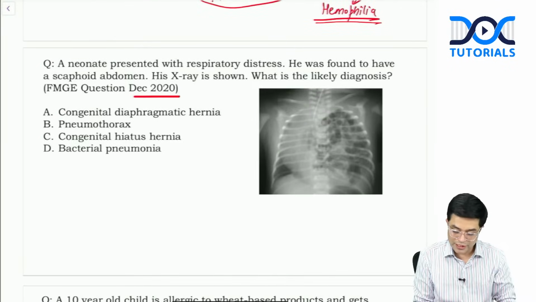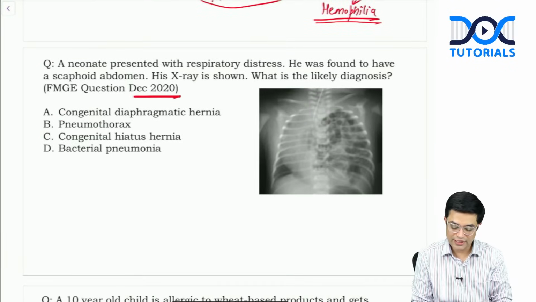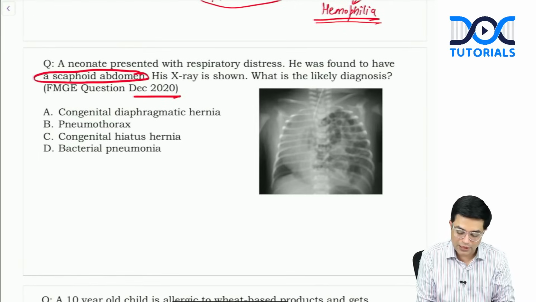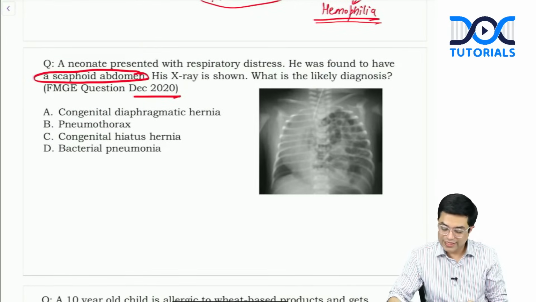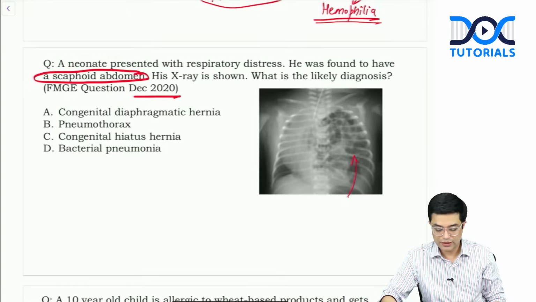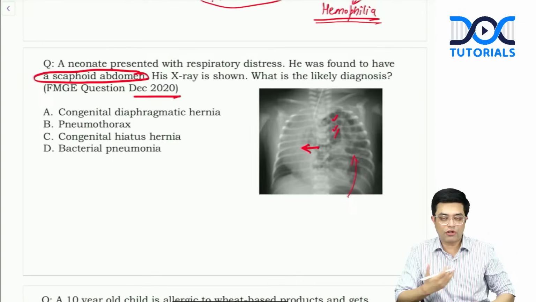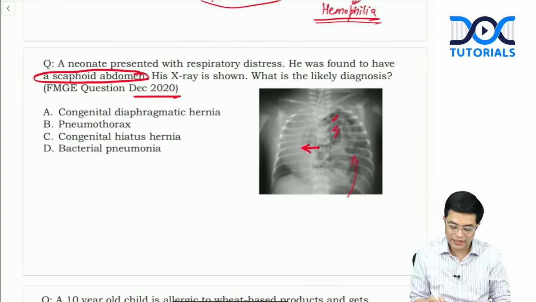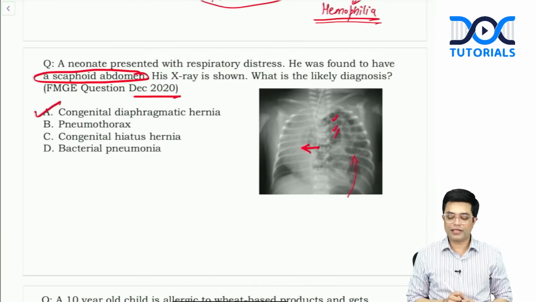Neonate, December 2020 question. A neonate presented with respiratory distress, scaphoid abdomen, boat-shaped abdomen. Look at the X-ray. What is seen in the X-ray? On the left side there is herniation of bowel contents. Can you see these air-filled loops which are coming and causing mediastinal shift of the cardiac shadow to the opposite side? The diagnosis is congenital diaphragmatic hernia.